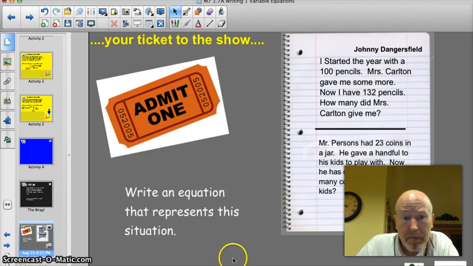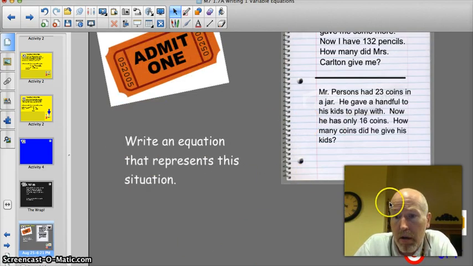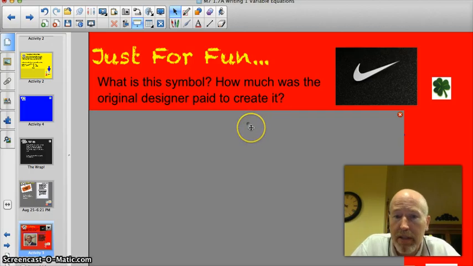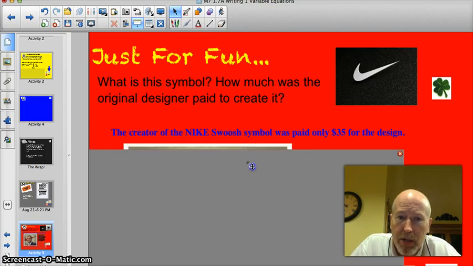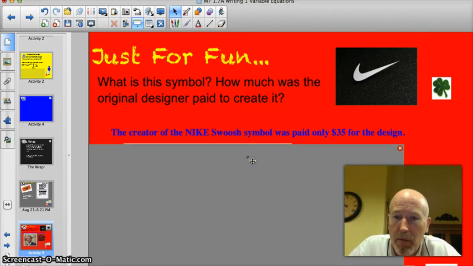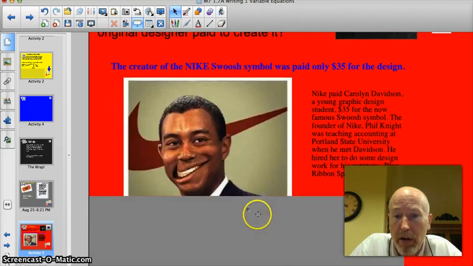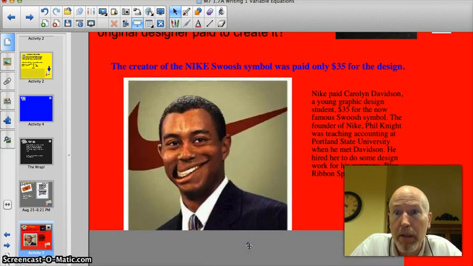All right. Let's go to the Just for Fun and get the answers to the trivia questions. What is the symbol and how much was the original designer paid to create it? Well, of course, it is the Nike symbol. And the creator of the Nike swoosh was paid only $35 for the design. Probably one of the most recognizable designs in history. I have absolutely no idea where the creator got the concept to make the Nike swoosh.